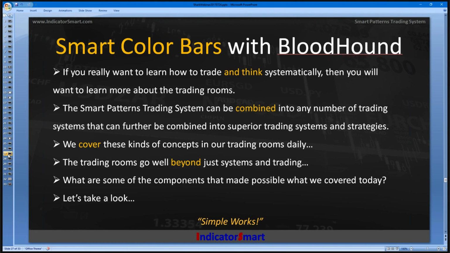So if you really want to learn how to trade and think systematically, you want to learn more about these kinds of things that we share in the trading rooms. The Smart Patterns trading system can be combined into any number of trading systems, and that's really what we've been talking about today. How do you put these things together in a way that works for you? We cover these kinds of concepts in the trading room. But like I said, the trading rooms go way beyond just systems and trading. Today in the oil room, we're talking a lot about how you set goals that work.